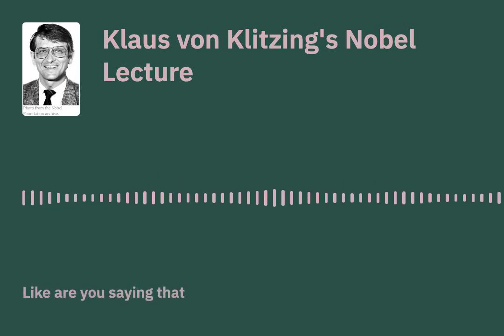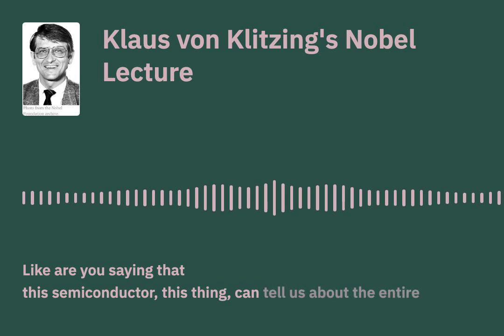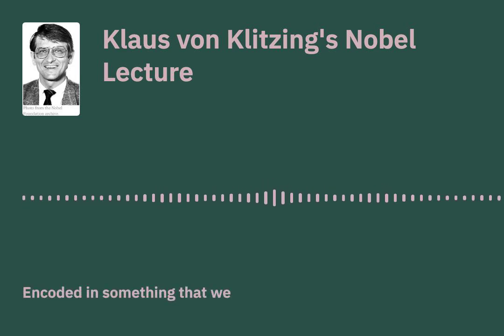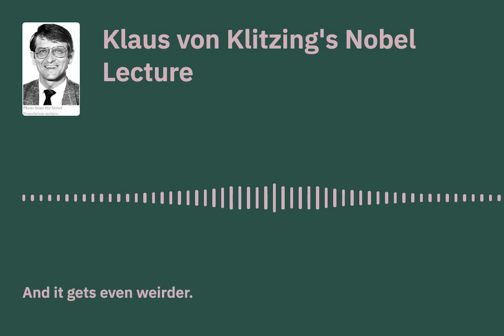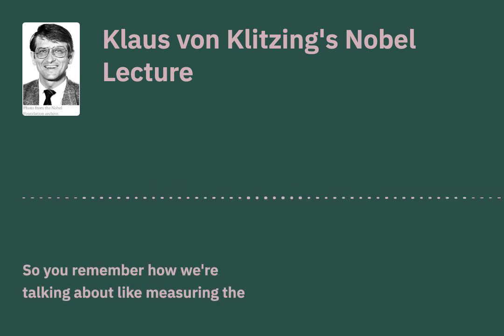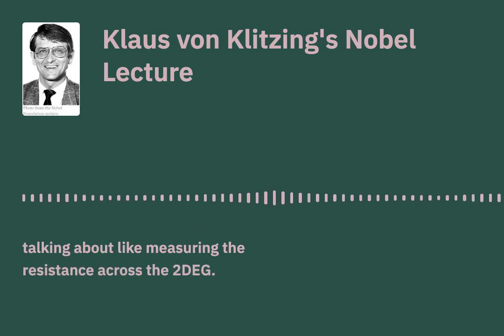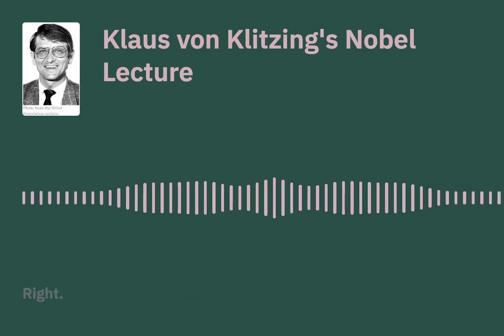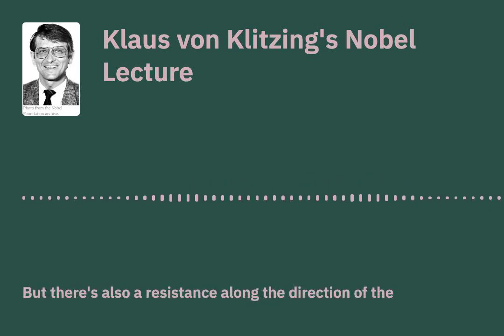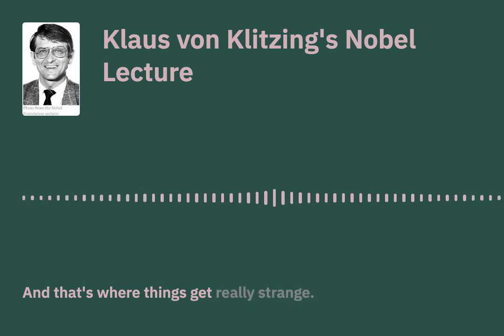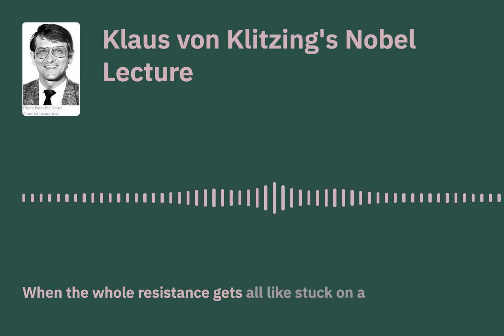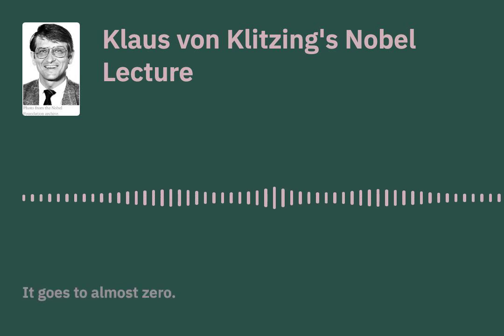Well, hold on. Are you saying that this semiconductor can tell us about the entire universe? Yes. It's like finding this hidden message encoded in something that we thought we understood. Wow. And it gets even weirder. You remember how we were talking about measuring the resistance across the 2DEG perpendicular to the current. That's the Hall resistance, right? Right. But there's also a resistance along the direction of the current flow. And that's where things get really strange. So there are 2 resistances to keep in mind here. Exactly. So what happens to that resistance when the Hall resistance gets stuck on a plateau? It basically vanishes. It goes to almost zero.